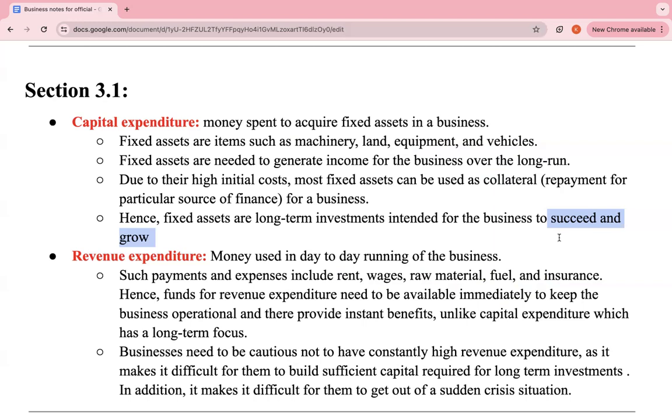So it's completely different. That's why we need it to be quick, whereas capital expenditure does not have to be quick, but it needs to be happening the whole time, or else the business will stay where it is. It won't achieve growth, and one of the objectives of most businesses is to grow. If they have excessive revenue expenditure, they're going to waste growth. In addition, it makes it difficult for them to get out of a sudden crisis situation because they won't have collateral. So that's it, guys.